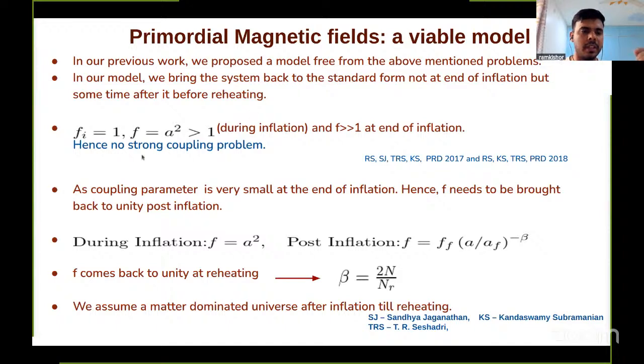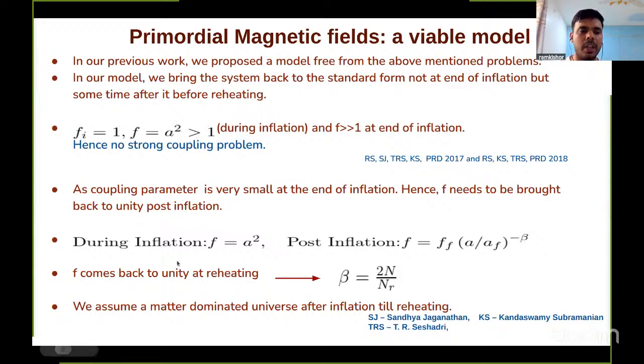So what we say, let's say F is 1 at the beginning, and it grows as a square throughout the inflation. So you will have a scale invariant spectrum at the end of inflation, no strong coupling, no back reaction problem. But since your F will be now very large at the end, effectively the coupling between the gauge field and the charge field will be very small, and your theory will be in the weakly coupled regime, but you want to recover your standard theory.